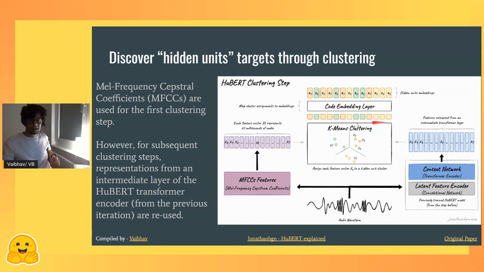And then after the first clustering step, they lean into the intermediate representation from the context network itself to cluster further, right? So essentially they use the intermediate layer from the previous step of the transformer over here to cluster thereon. The bit that did not make sense to me was why use the MFCC features in the first place as the first step of clustering, when you can possibly take something like wav2vec 2.0 to create these spoken representational units. If that question makes sense, I would love to have a quick discussion on that.